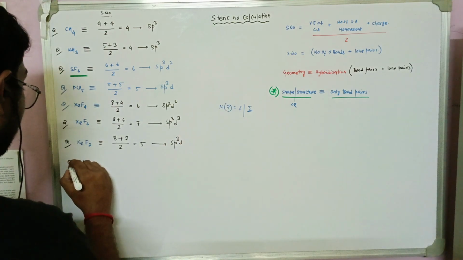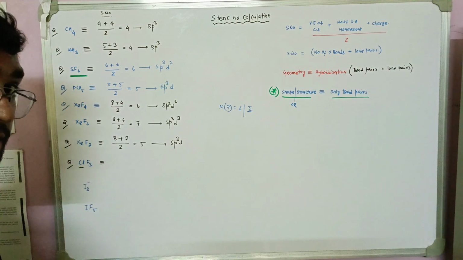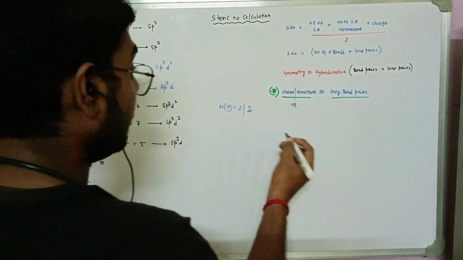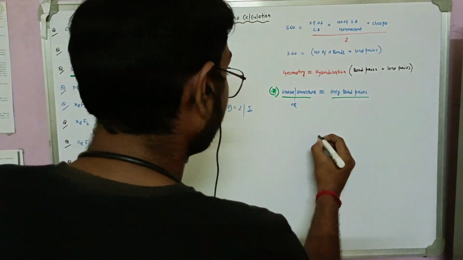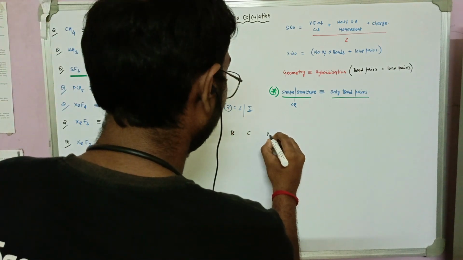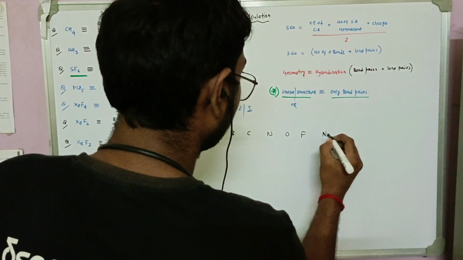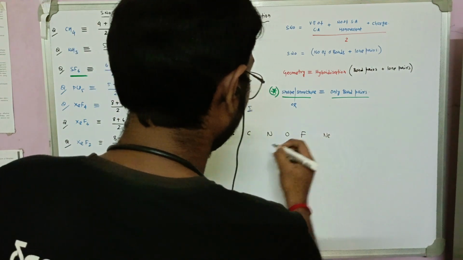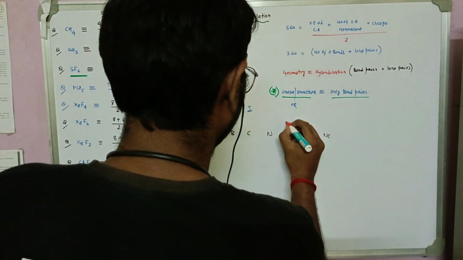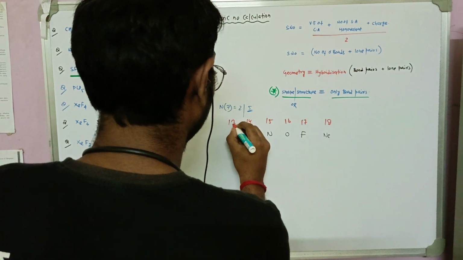Okay. For ClF3, the central atom is Cl. So the number of valence electrons for halogen, how many? 7, right? Because it lies before the noble gas. For noble gas, you can say it like this as well, it will be easier. Be, N, O, F and neon. And if we talk about the groups, it is 16th, 17th, 18th, 15th, 14th, 13th.